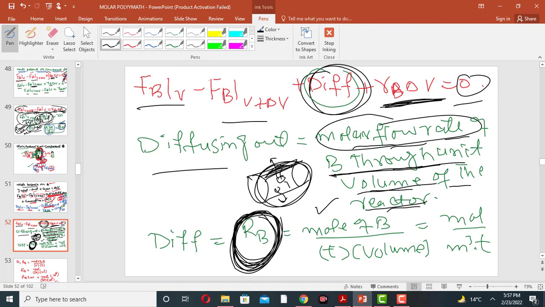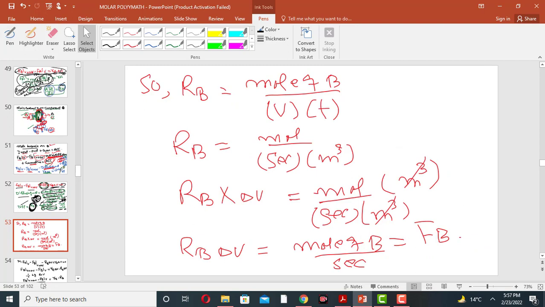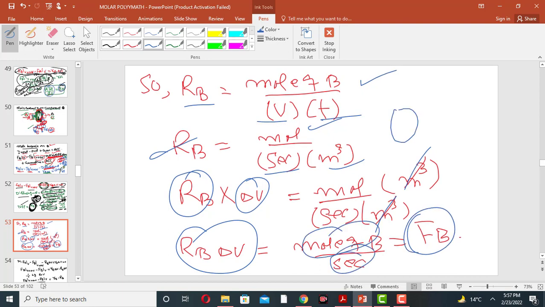And it is nothing but the mole of component B which is diffusing out through this volume of the reactor in unit time. So moles of B diffusing per unit time through unit volume of the reactor: mole per unit volume per unit time. This is the rate, capital RB. So the rate of removal of component B by diffusion is RB. RB will multiply the volume of the reactor, and we get the moles of component B which pass through the sides of the membrane reactor in unit time, which is given by FB.